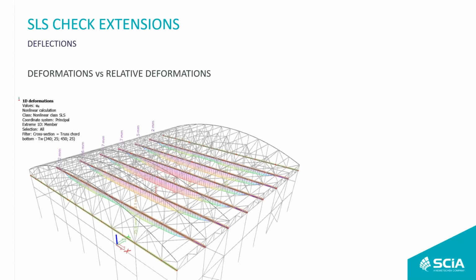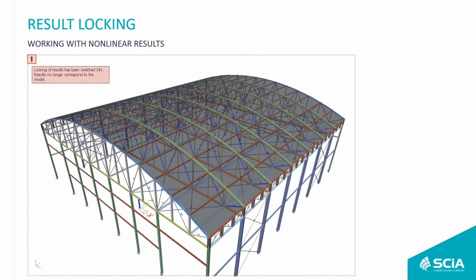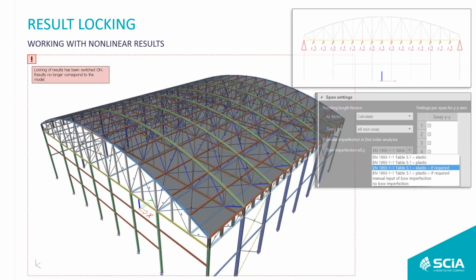So about SLS, what we saw is the difference between deformations and relative deformations, and how to set up our relative deformations correctly so that we can get the result that we would like in order to run the checks. I showed you how and where to find result locking so you don't accidentally delete your results, especially if you have nonlinear combinations.